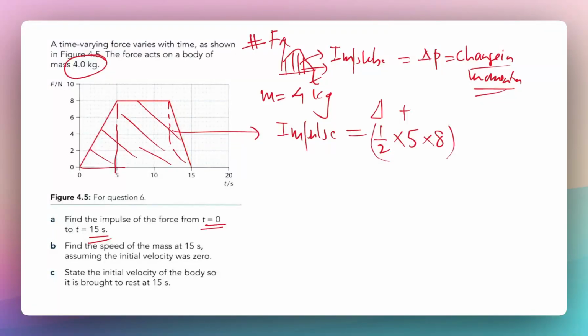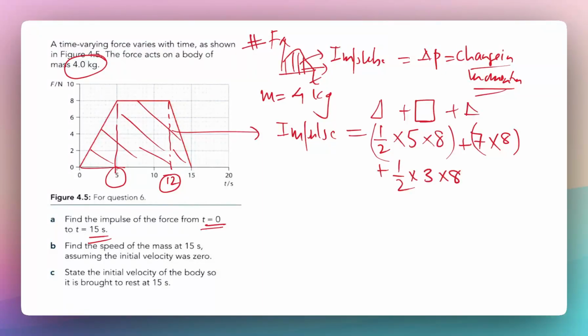Then we have here a rectangle. So this looks like 10, 12. So this is 12. Okay. So it has a width which is going to be 12 minus 5. That's going to be 7, into the height, which is going to be 8. That's the rectangle. And then we again have a triangle. So we're going to do half into the base. So it's 12, so 15 minus 12 is going to be 3. And the height is going to be 8. And this is what is going to be our impulse, right? In Newton seconds.